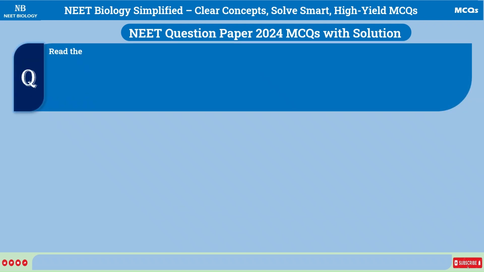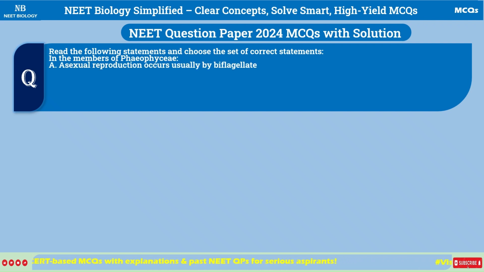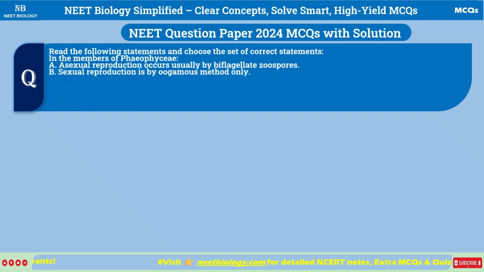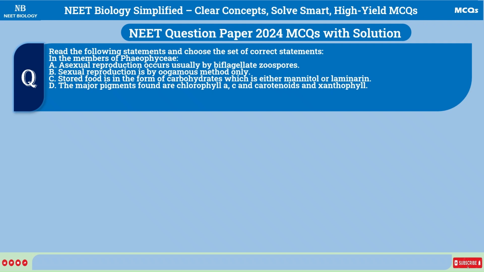Read the following statements and choose the set of correct statements. In the members of Phaeophyceae: A. Asexual reproduction occurs usually by biflagellate zoospores. B. Sexual reproduction is by oogamous method only. C. Stored food is in the form of carbohydrates, which is either mannitol or laminarin. D. The major pigments found are chlorophyll a, c and carotenoids and xanthophyll. E. Vegetative cells have a cellulosic wall, usually covered on the outside by gelatinous coating of algin.